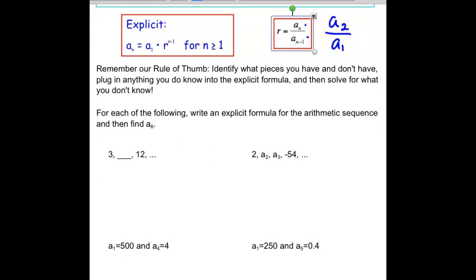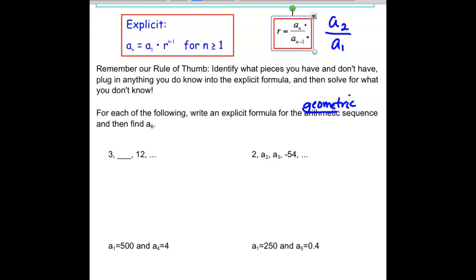Remember, our rule of thumb is to identify what pieces we have and what we are still missing. Then we can plug everything we know into our explicit formula and use it to solve for the things that we are still missing. For each of the following, write an explicit formula for the geometric sequence, and find the sixth term.